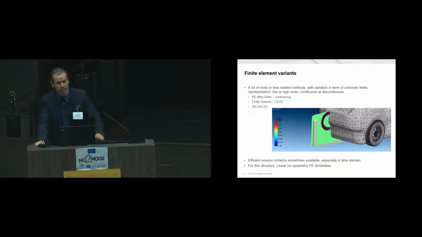You have a lot of variants of the finite element method. In the classic finite elements, the interpolation shape functions are low-order: linear, quadratic, sometimes higher order, and they are continuous. You have finite volumes, more often used in CFD, which are lower order and discontinuous. You have DG, which is like a mix of the two, high order but still discontinuous. And you have a lot of variations. Some of those variations offer especially efficient solution schemes, but they are usually in the time domain. And as I said, for thin structures, shells, beams, really linear or sometimes quadratic finite elements, classical Galerkin finite elements, dominate the field.